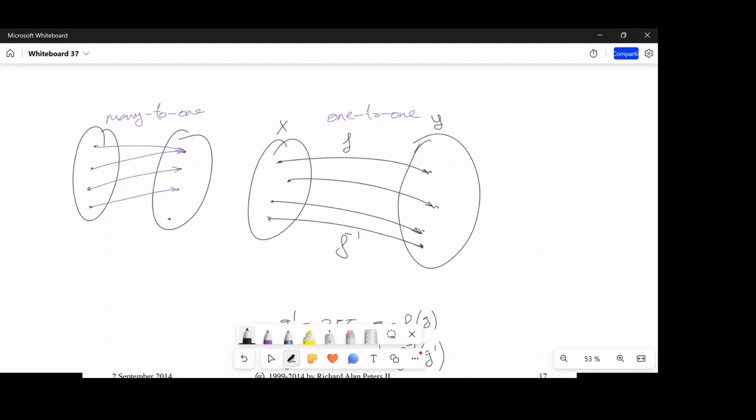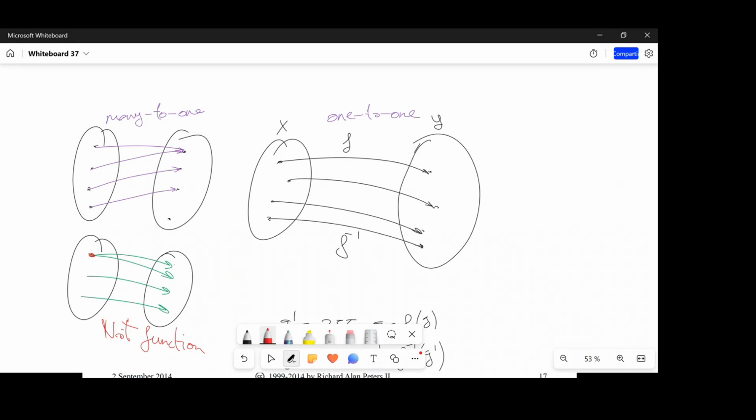What about this function? This one, same point. Can it be inverted? This is not even a function. Why is it not a function? What is it violating that doesn't make it a function? For the same input, it has two outputs. This is not a function.